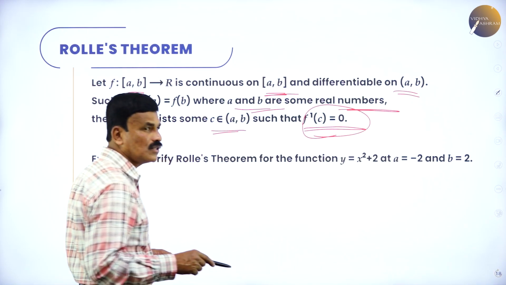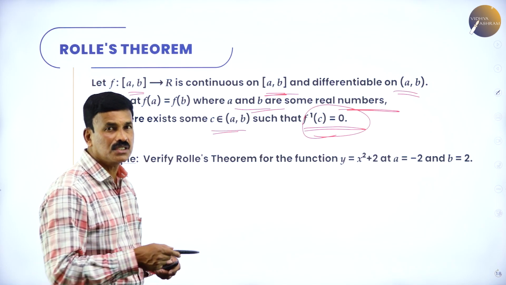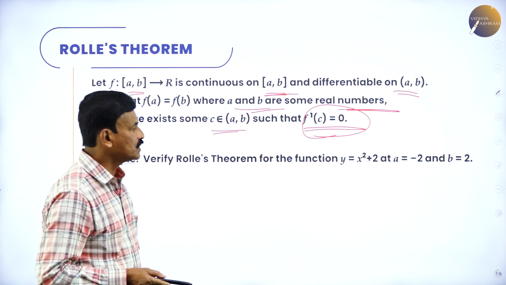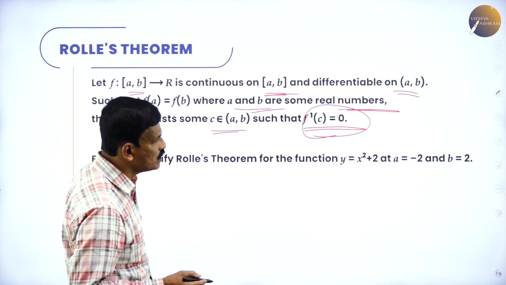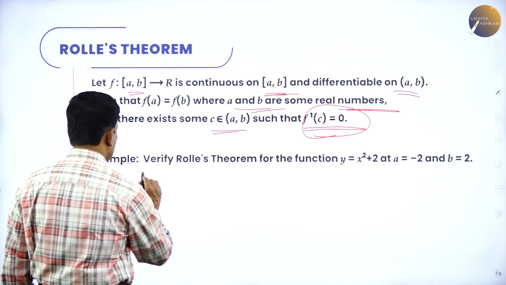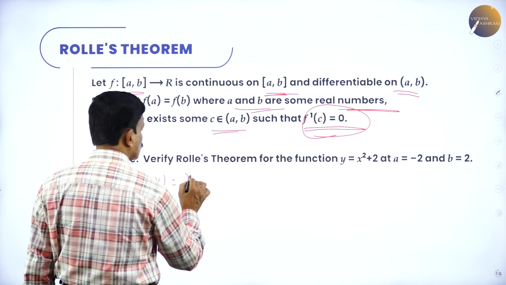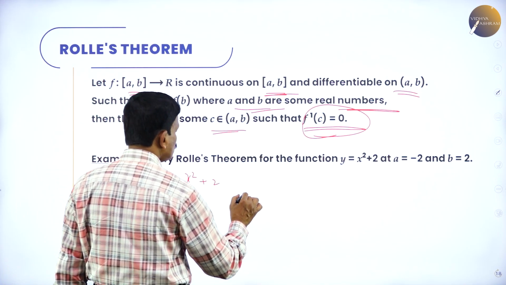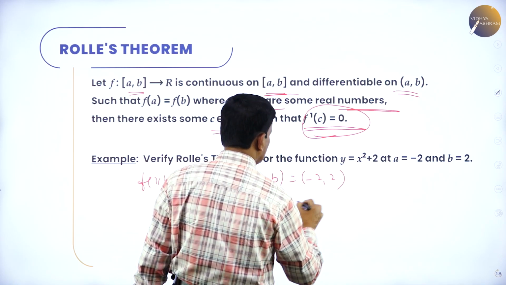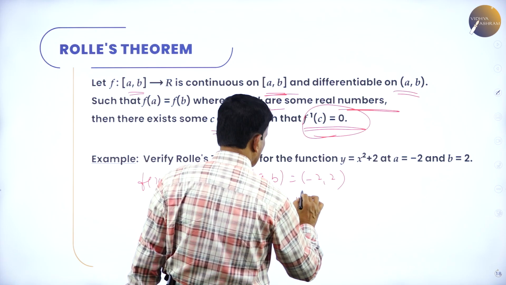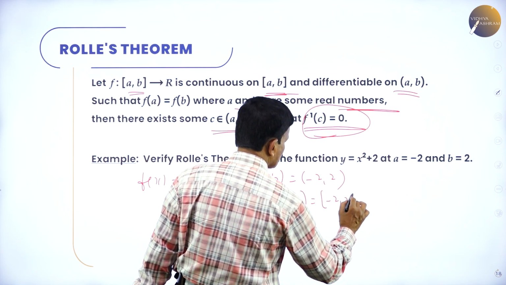Now in the examination they may ask a 3 marks question. Verify Rolle's theorem for the function y is equal to x square plus 2 at a is equal to minus 2 and b is equal to plus 2. Now what is given here? f of x is equal to x square plus 2. And the closed interval [a, b] is equal to [minus 2, 2].